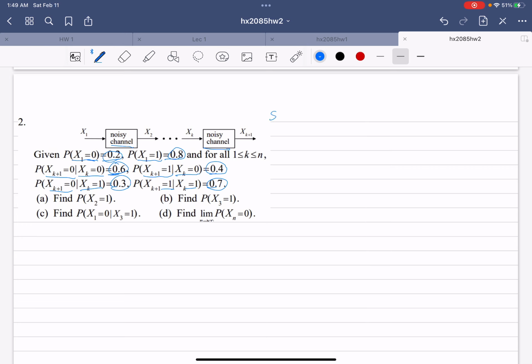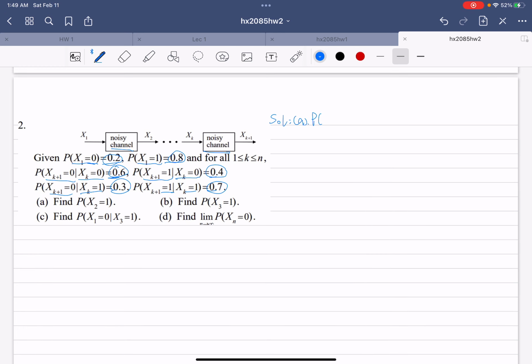Let's see the question. The first part is to find the probability that x2 equals 1. You can find that probability of x2 equals 1. There are two conditions: x2 equals 1 when x1 equals 0, and x2 equals 1 when x1 equals 1, too.